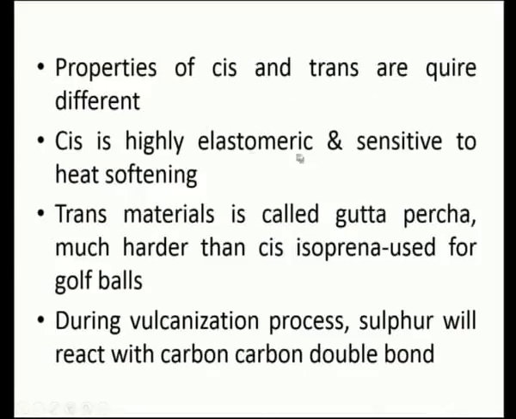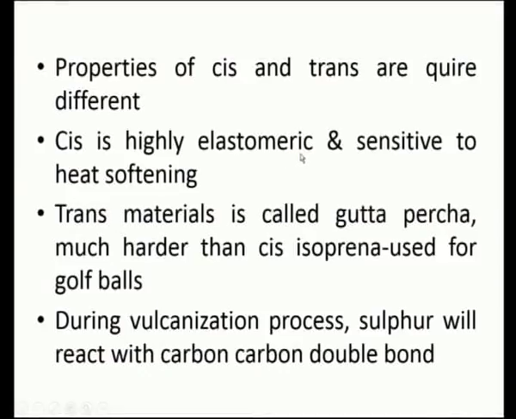Cis is highly elastomeric and sensitive to heat softening. So, that is the application. If you see this cis material, highly elastomeric means the flexibility is very high, and it is sensitive to heat. If you heat it, it will get softened. That means it is thermoplastic in nature. While heating, it will get softened.